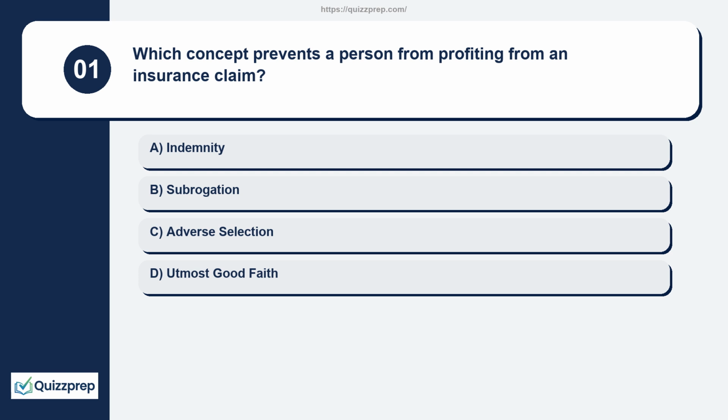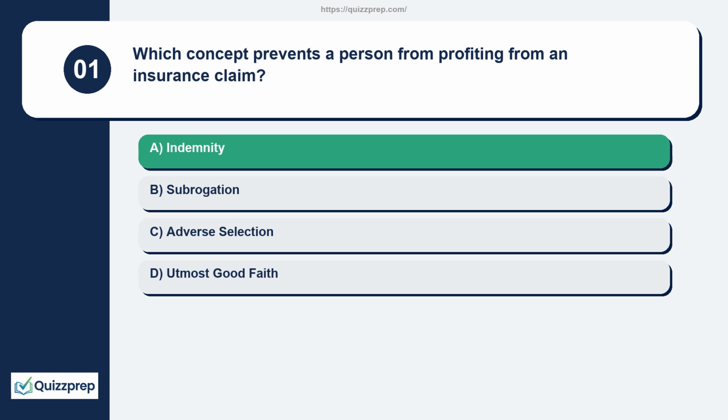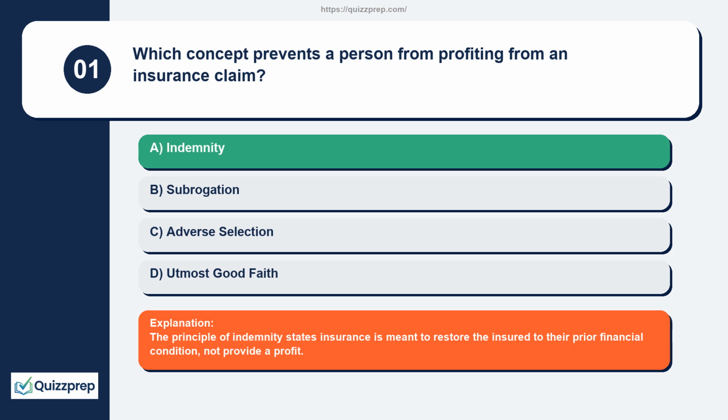Indemnity, subrogation, adverse selection, utmost good faith. The principle of indemnity states insurance is meant to restore the insured to their prior financial condition, not provide a profit.